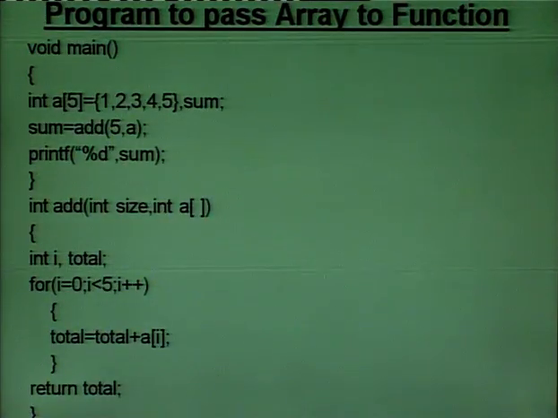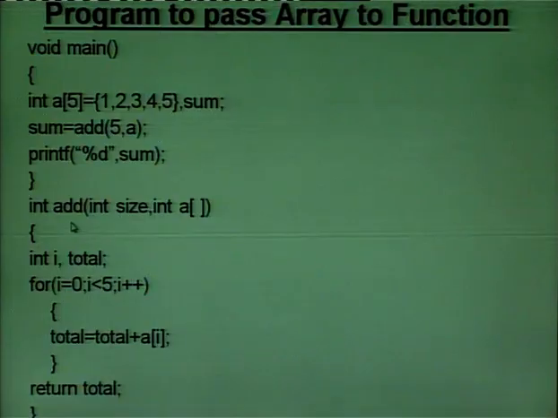Now the program to pass an array to a function. The method for that is void main, int a[5] = {1, 2, 3, 4, 5}, these are the values stored in the array. Then there is a sum variable that I have used to calculate the sum. Here sum equals add(5, a). Add is a function which we have declared here. The add function is used to add these 5 elements and gives a value to the sum variable, which is printed by me in this program.